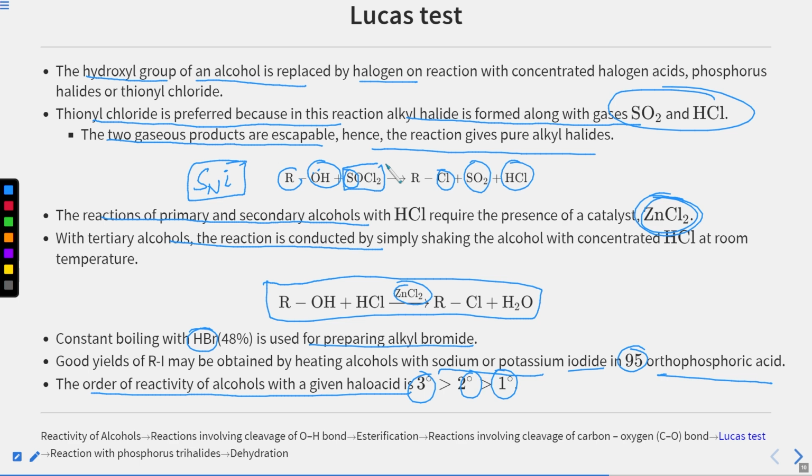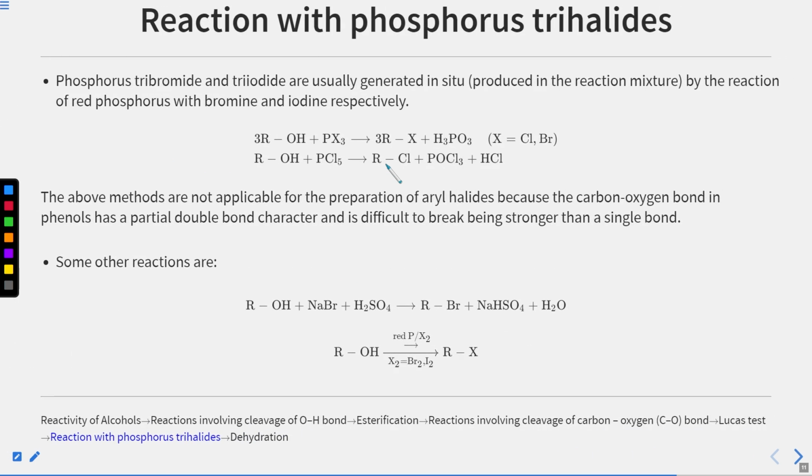Okay. Now next is the reaction with phosphorus trihalide. This also follows your SNi mechanism. It can be done both with your pentahalide and trihalide. But for pentahalide, you can take chlorine only. For trihalide, you can take both chlorine and bromine. So basically, if you treat your phosphorus tribromide and triiodide with your alcohol, you get your halogen containing compound. And if you are treating with pentahalide, then you can use chlorine only.